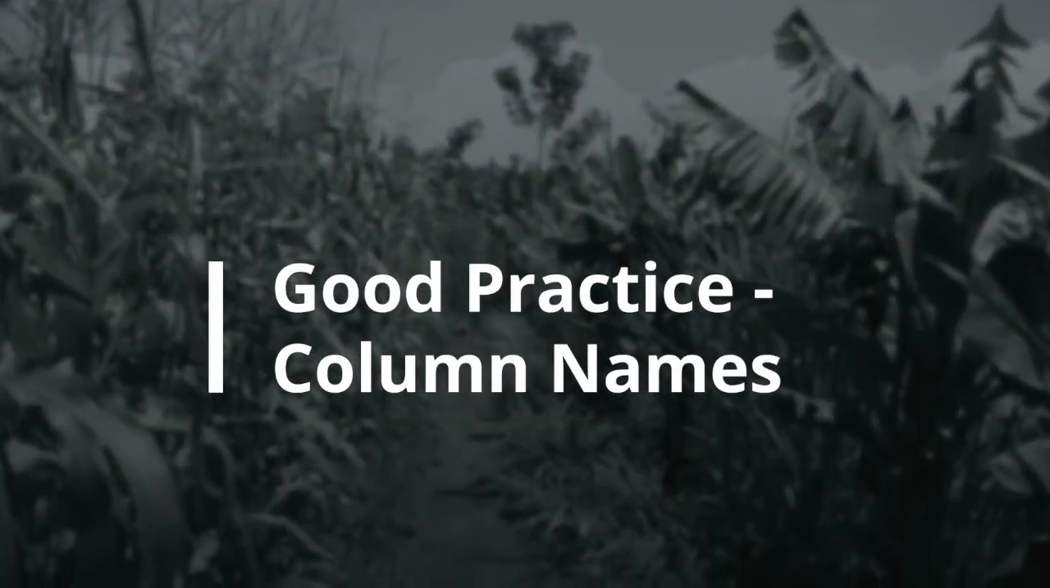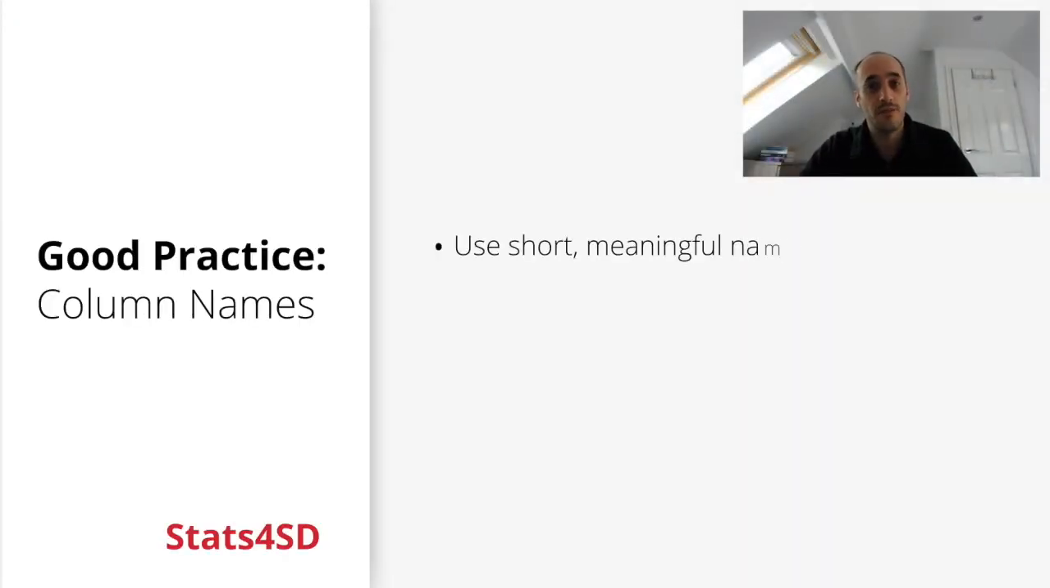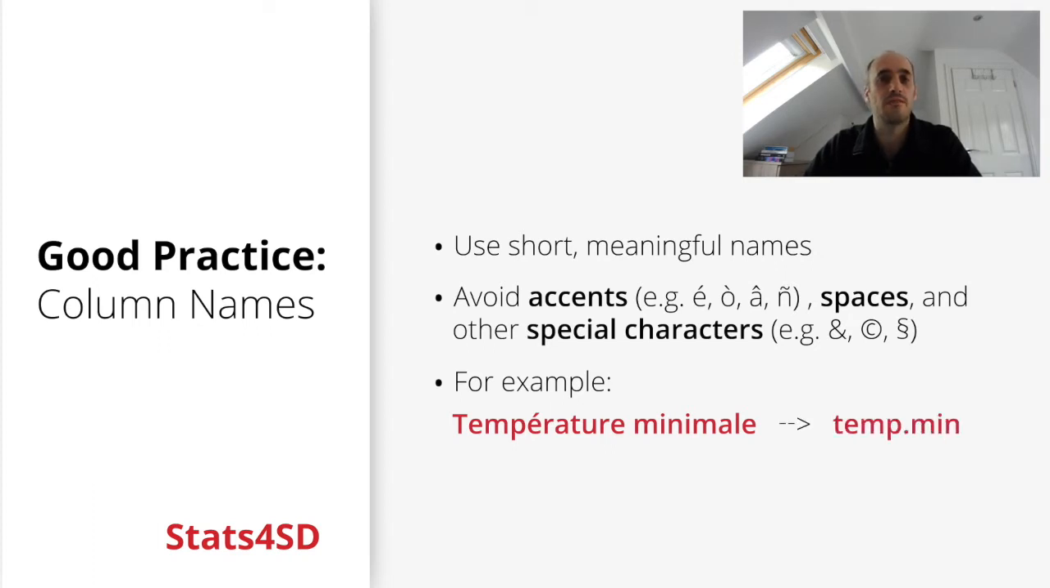For your column names, as a general rule, it's good practice to use short but meaningful names and to avoid using accents, spaces, and other special characters. There are ways to handle these in R, but R will often transform or interpret them wrongly if you don't pay attention. So again, make your life easy. As an example, if you had a column whose name, written in French, was température minimale with an accent on the E, a better name would be something like temp.min.